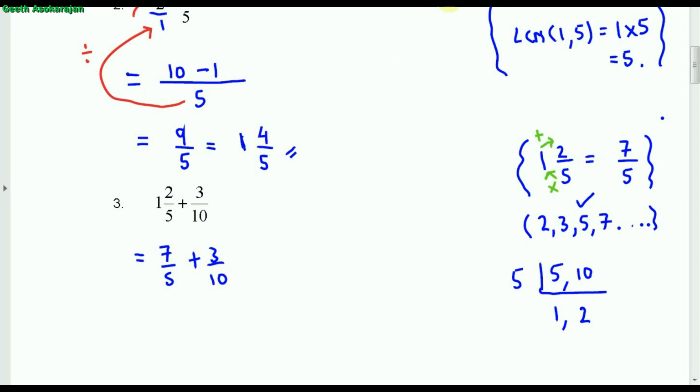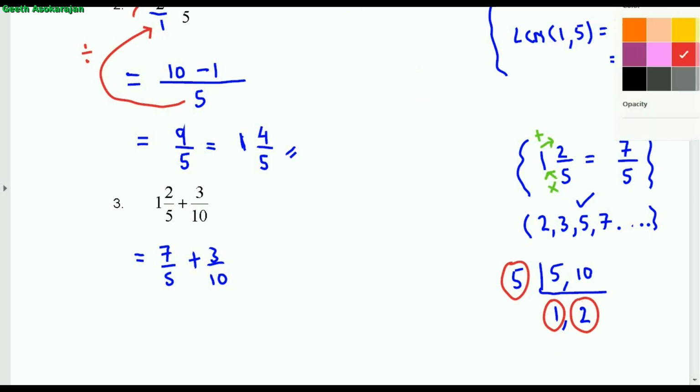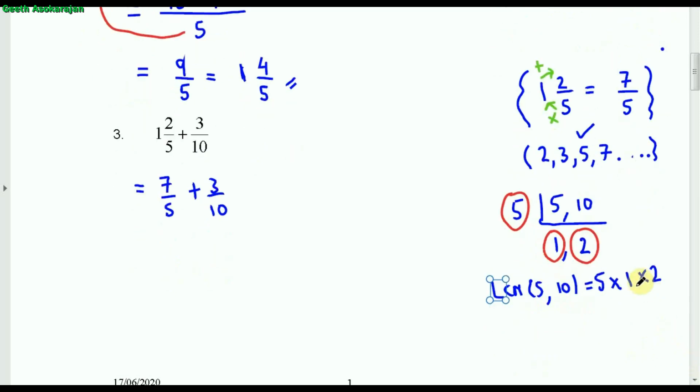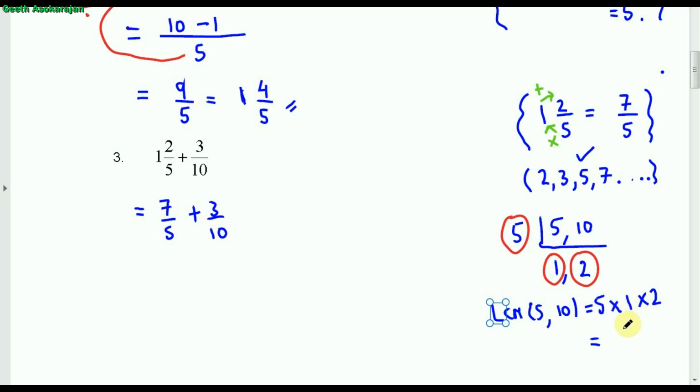So in order to work out the LCM, in this case of 5 and 10, we now multiply the 5 by the 1 by the 2. So let's work out that LCM. Let me revert to blue. So the LCM of 5 and 10, so that would be 5 multiplied by 1 multiplied by 2. And 5 times 1 is 5, times 2, 10. So 10 being the LCM or the least common multiple of 5 and 10.